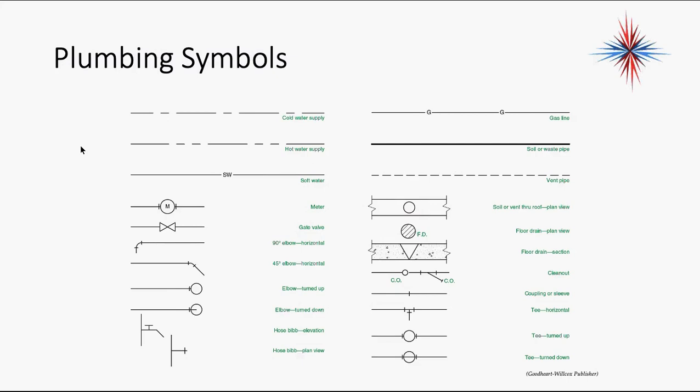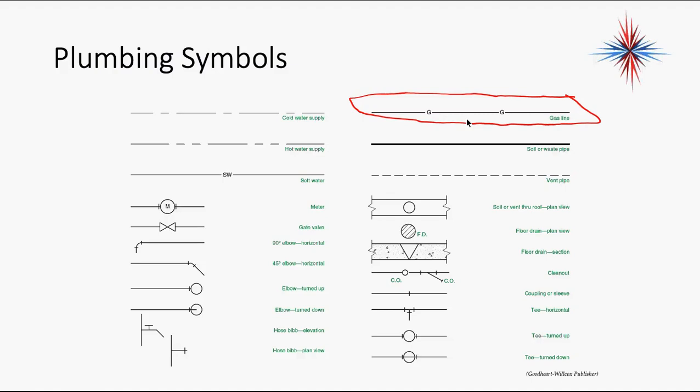You have differences between cold water supply, hot water supply, soft water. That's basically drinking water, treated water. Now the lines are sort of important, but again, hot water has 2 small dashes between every long. Cold water just has 1 small dash between every long. On plumbing symbols, gas piping shows up on the plumbing plans a lot, and that's also important. Gas lines show up. Why are they important to you folks?